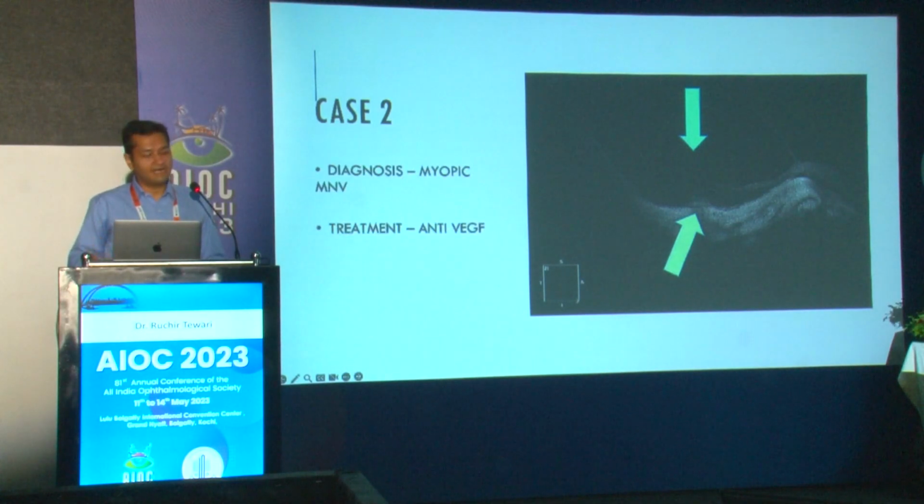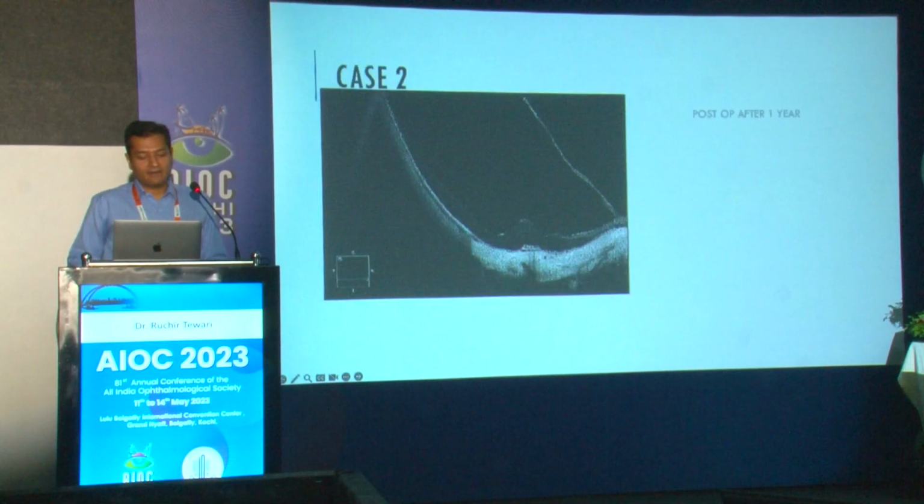This patient received one anti-VEGF injection, and this is post-op after 1 year. Now, if you compare it with the previous image, that SHREM component, the hyperreflective material component, has gone away. The membrane complex is still there, better localized as compared to before, and there is no intraretinal fluid. BCVA was maintained at 6/24.